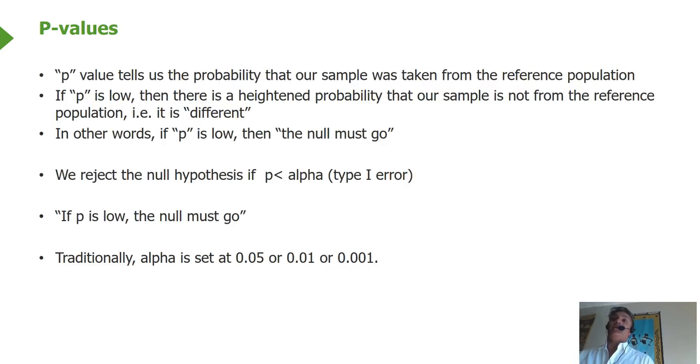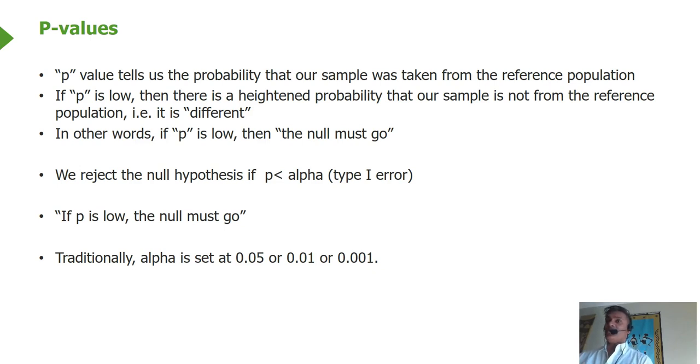Okay? What's a p-value? It's the probability that the sample, the IQ sample that I took from you, is actually typical of that distribution. Okay? So if the p-value is low, that means there's a low probability that you are typical of that distribution. Therefore, a high probability that you are extraordinary.